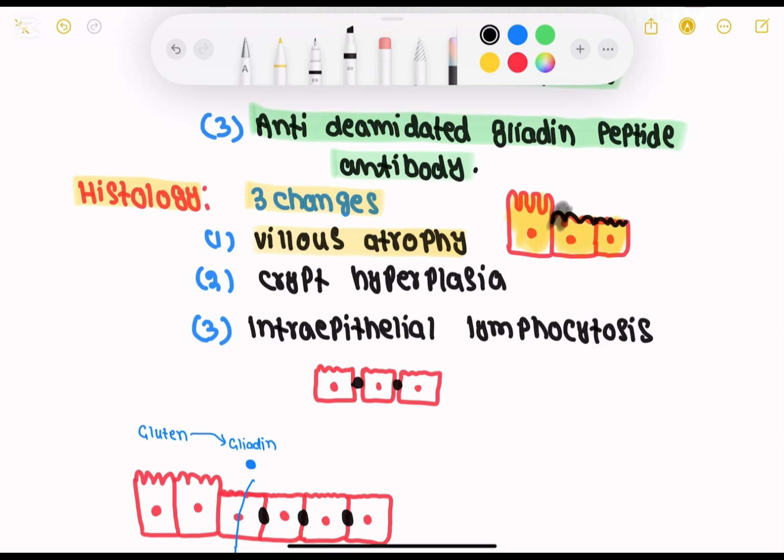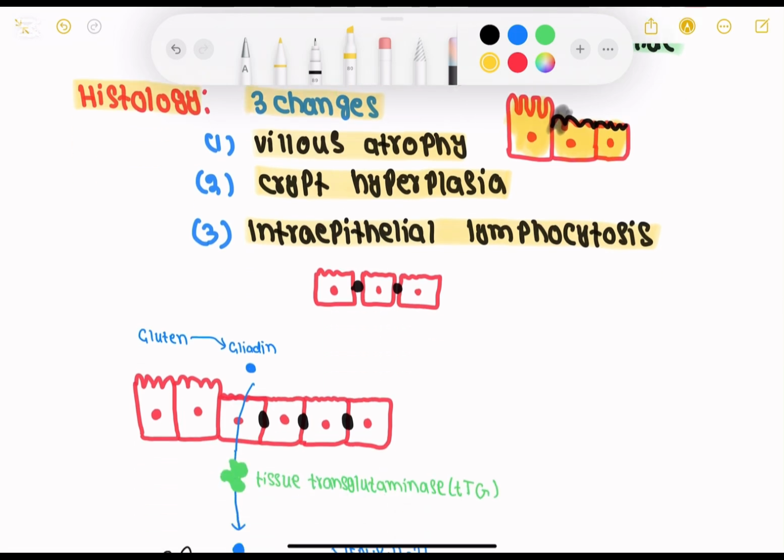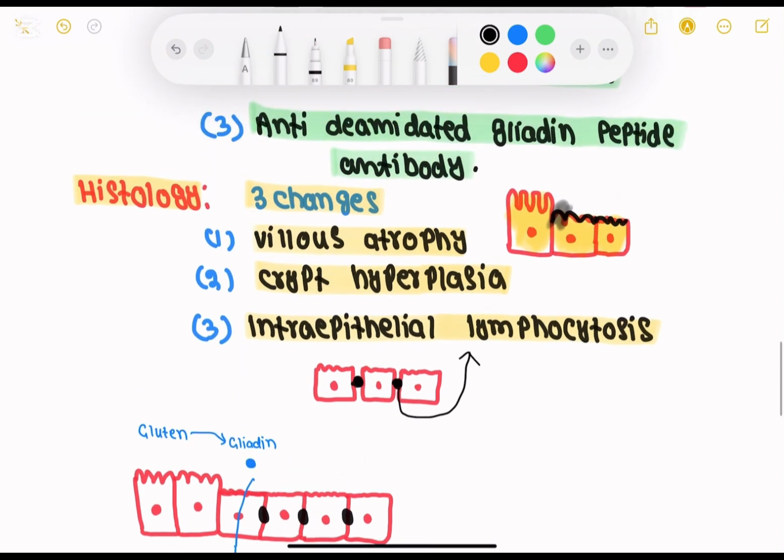Then we have another histological change, that is crypt hyperplasia, the hyperplasia of the crypt, and then we have intraepithelial lymphocytosis. These are the epithelial cells, and between these epithelial cells in the mucosa, the black lines represent lymphocytes. These are the intraepithelial lymphocytes. So in histology we see three main changes: villous atrophy, crypt hyperplasia, and intraepithelial lymphocytosis.